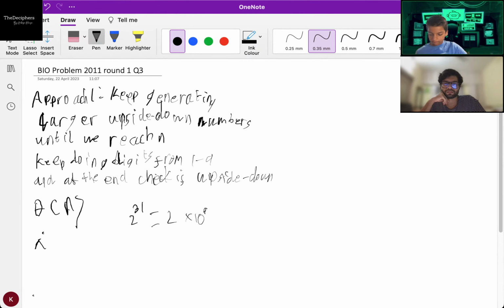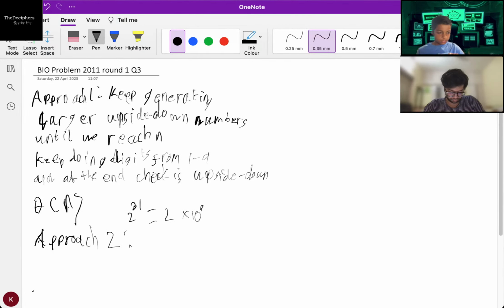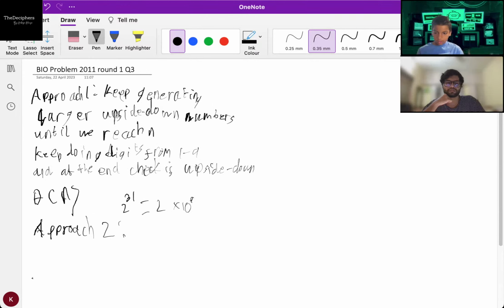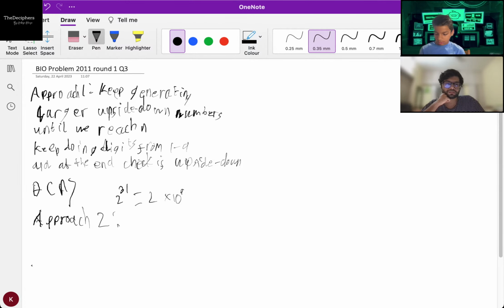So an approach to, I think we might be able to use dynamic programming. What is the recursive function here?